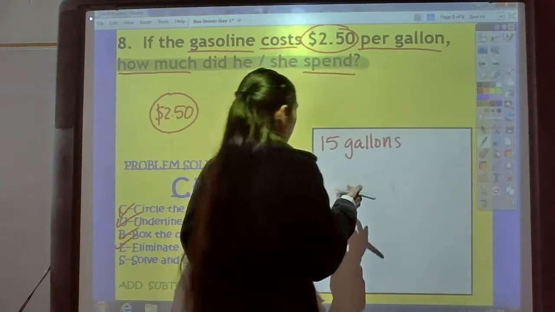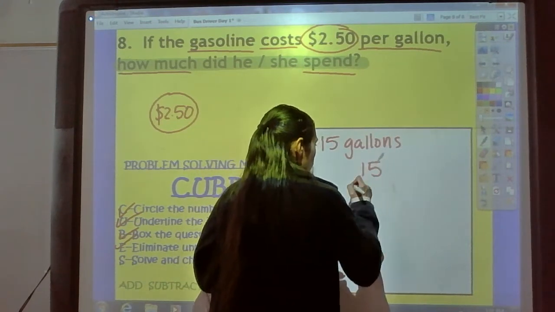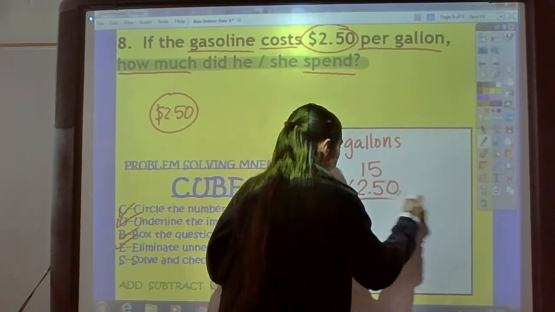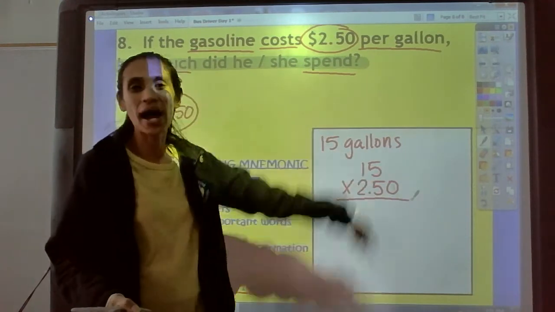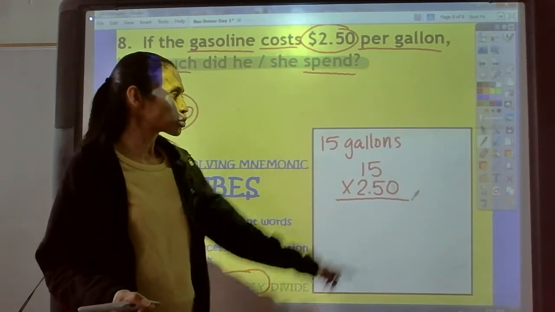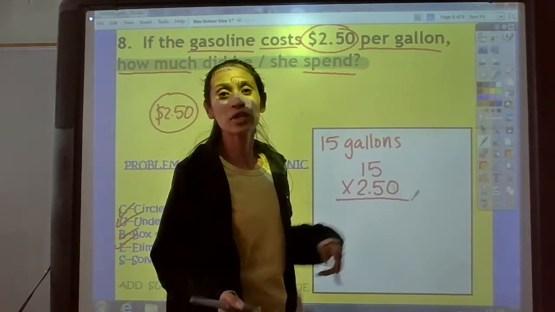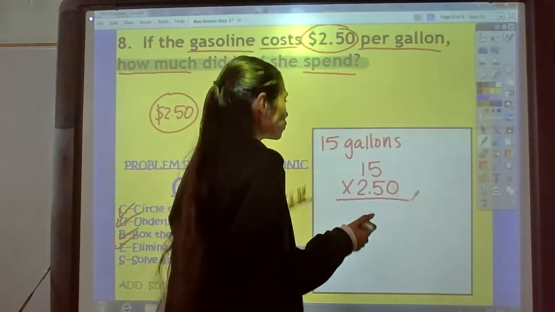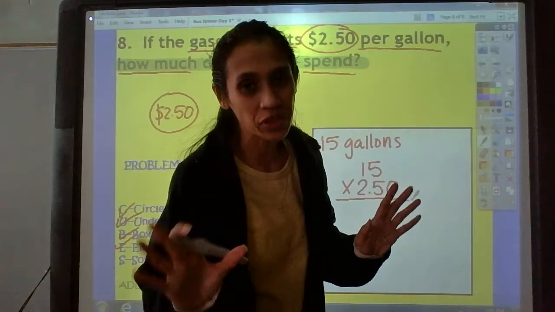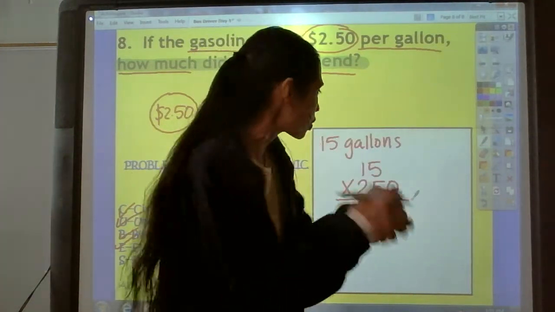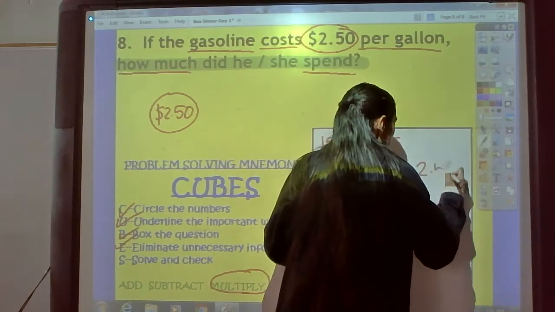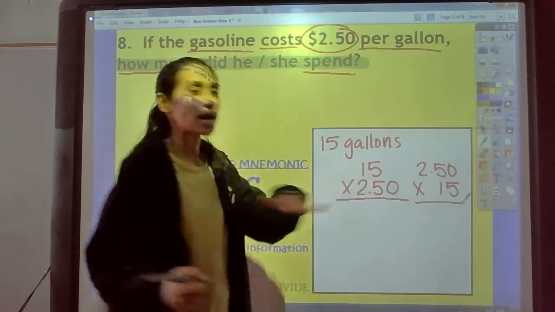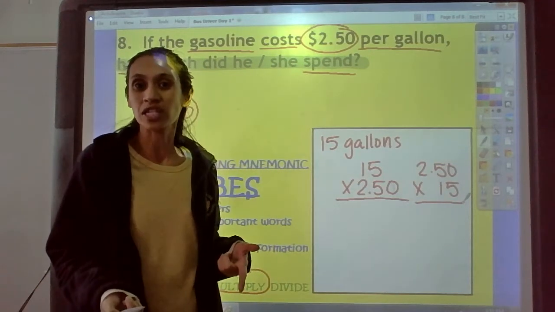So we have 15 gallons times $2.50. Now, do you notice why I lined it up like that? Because remember, what do zeros like to do? Zeros like to hang out at the end. Or you know what? If you don't want them to hang out, you want them to stay together, you can write it like this. $2.50 times 15. So it actually doesn't matter which number goes on top. So I'll solve both ways for you, okay?